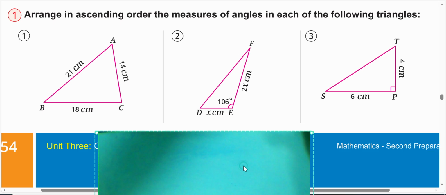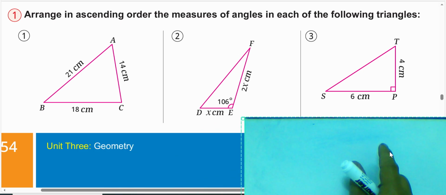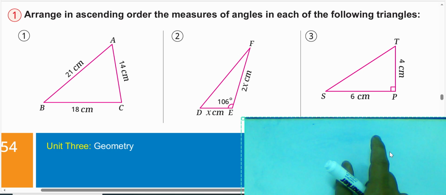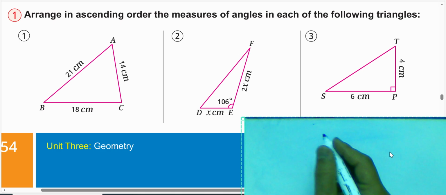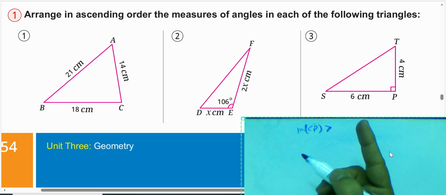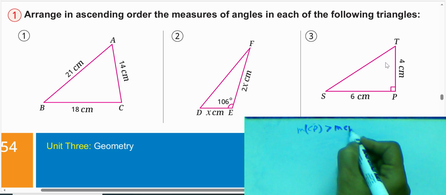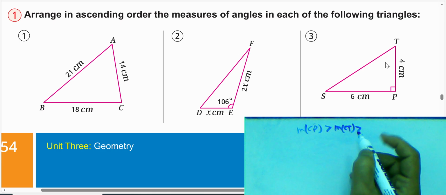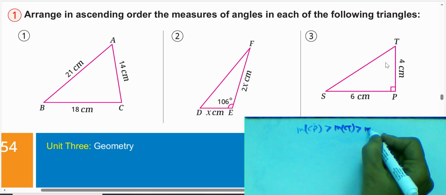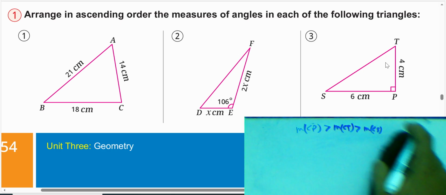Next question. Look at this question. We have ST is the hypotenuse, then the measure of angle B is the greater angle. And we have 6 opposite T, measure of angle T, and 4 opposite S, measure of angle S. Then B is greater than T, T is greater than S.